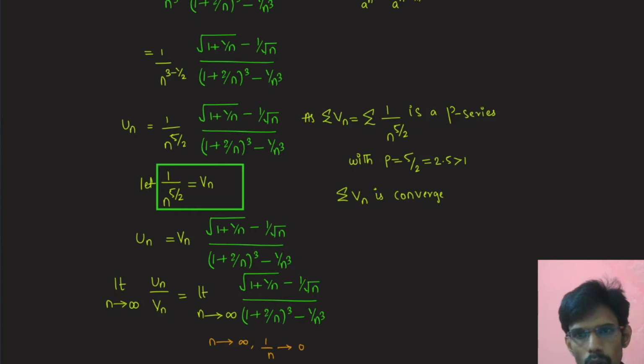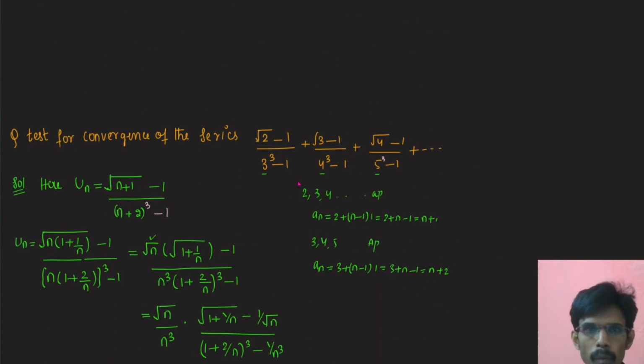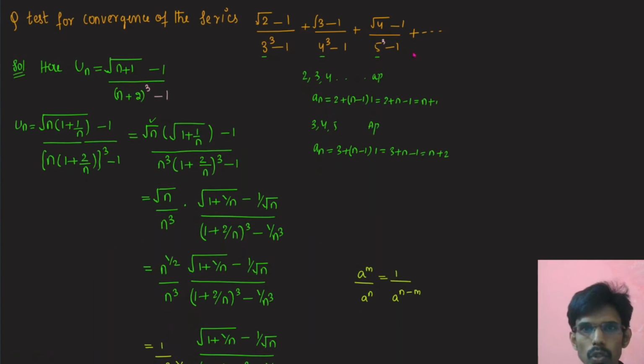So the given auxiliary series is convergent, that implies our given series un is also convergent by comparison test. So by comparison test, the given series is also convergent. This series is also convergent.